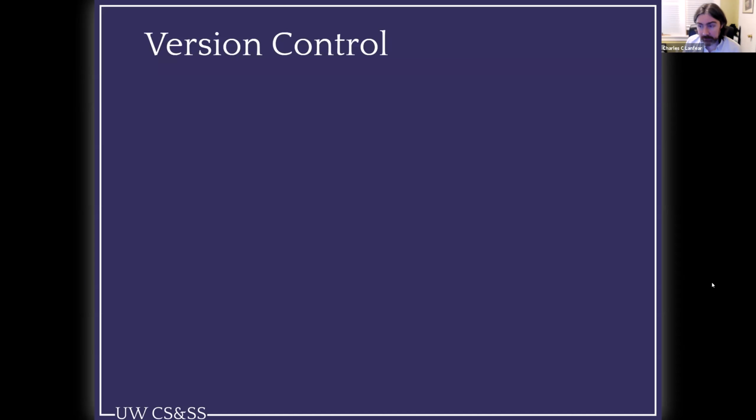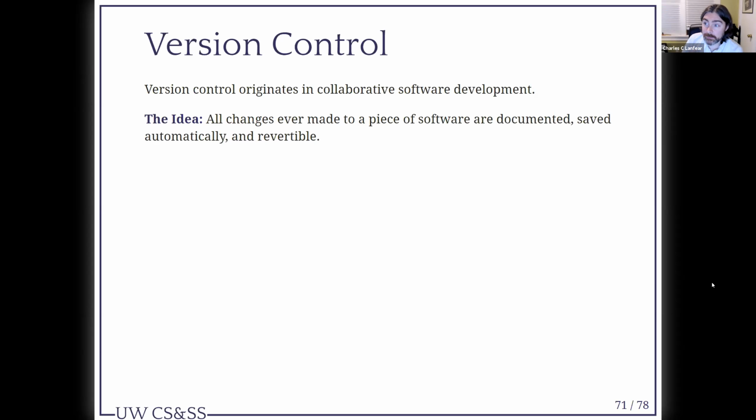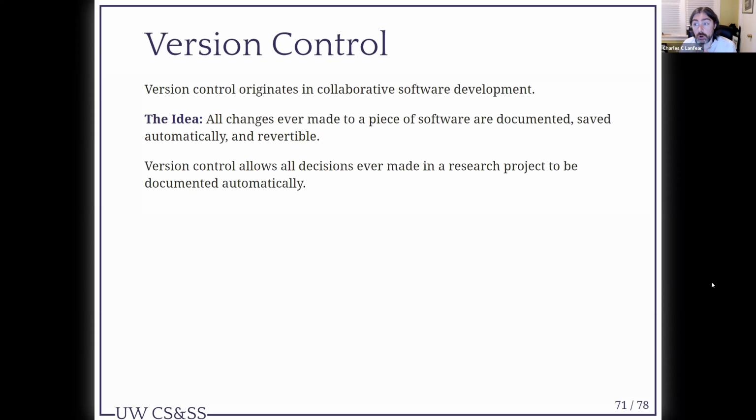So, last thing I want to mention is version control. Version control is something which originates in collaborative software development. The idea of version control is that every change ever made to a piece of software is documented, saved automatically, and revertible. You can go back and undo any change you've ever made to any set of documents or code, okay? Everything ever done is recorded. Version control in research projects allows you to document every decision ever made in the entire project from the origin of the project, okay? If you're constantly doing version control and updating your things, you can see everything that was ever done, okay?